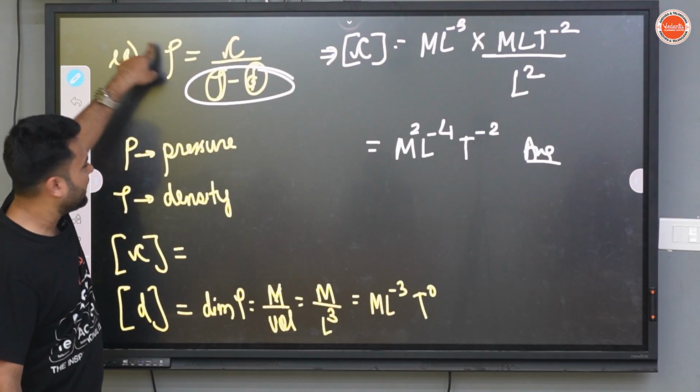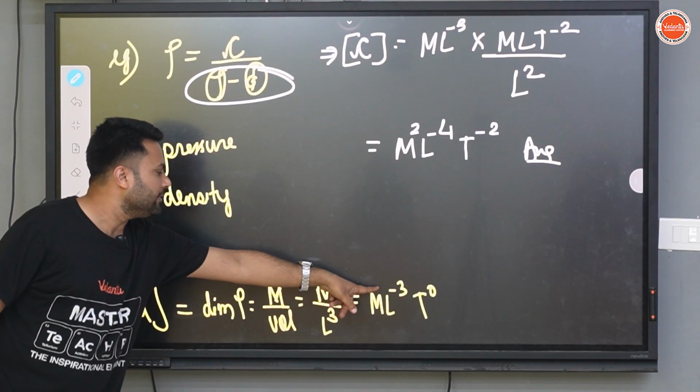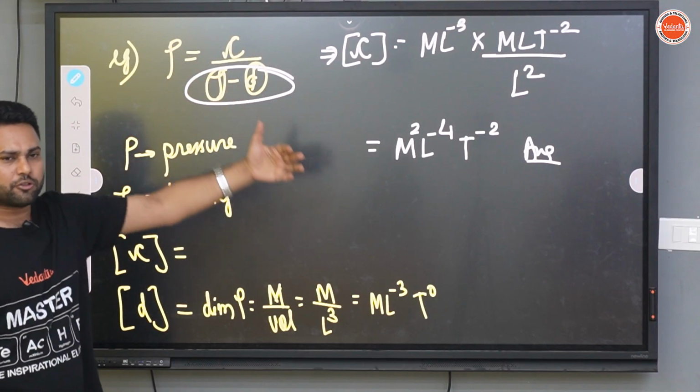C equals cross multiply. Here the dimension we know, M by L cube or M L minus 3, and pressure is what? Force by area.